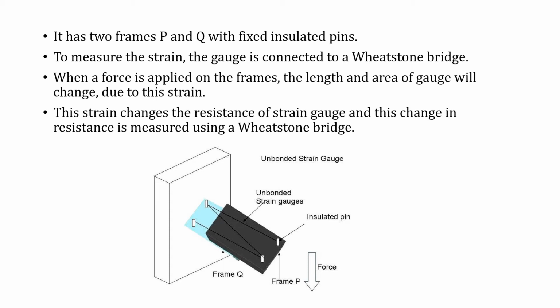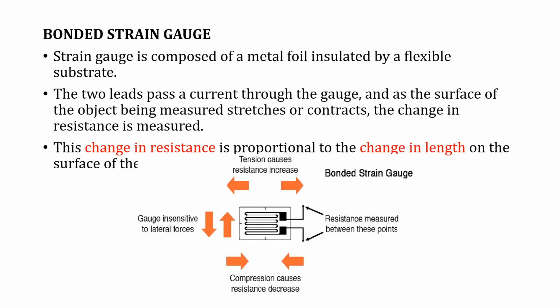The strain changes the resistance of the strain gauge, and this change in resistance is measured using a Wheatstone bridge. So how can we measure these strains? We can measure these strains using a Wheatstone bridge. So this is another format of unbonded strain gauge. Next, I'll see about the bonded strain gauge.